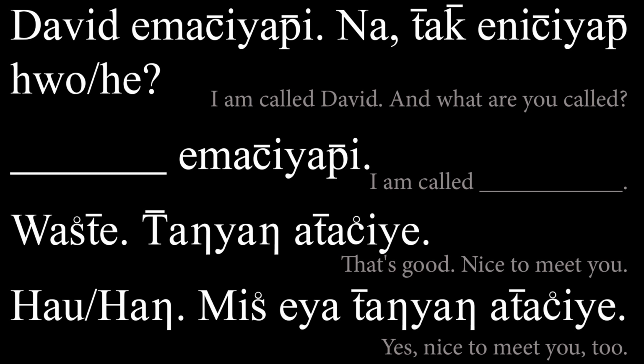Try it again. Repeat after me, please. Emachiapi. Na. Dag. Enichiab. Men only. Ho. Women only. He. Okay? So now, say your name when I say my name. Okay? So let's start now. David Emachiapi. Na dag enichiab he.